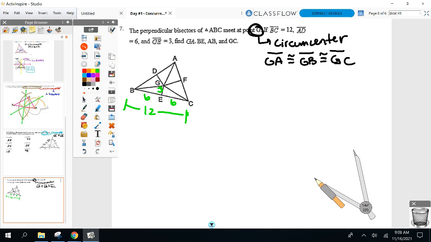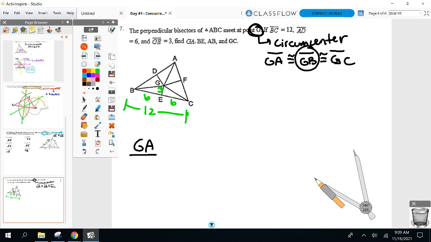Got it. All right. We've got a little work to do with GA, right? Because right off the bat, I'm asking you to find GA, and I know nothing about it. Do I know GB? Nope. And I don't know GC either. So I'm kind of stuck. Everyone agree? I'm looking for GA, and I don't even know the lengths of the other two that it's equal to, GB and GC. But we can find what GB is.